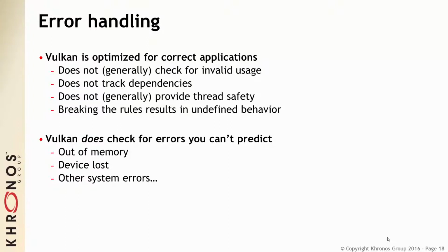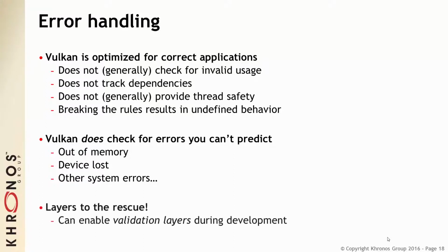Of course, you have the small problem that you need to write your application and debug it. And you're going to make mistakes, and you're going to violate usage constraints and dependencies. That's where the layer system comes in. The really cool thing about the layer system is we have a fairly large collection of layers that you can turn on when you're developing.